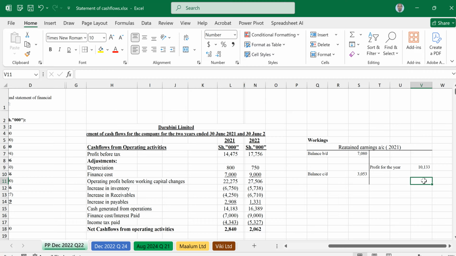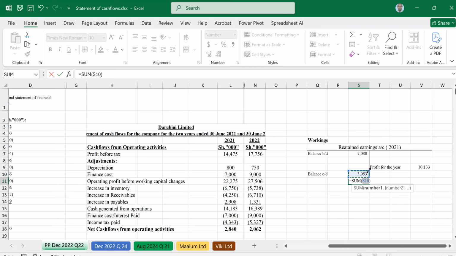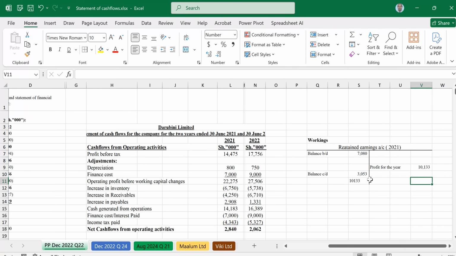So equal sign. If you add all this and drag up, it's bringing 13,133, which is the same as what we have on the other side. So it's balancing. No need for a dividend in that period. There was no dividend in that period, because it balances automatically.